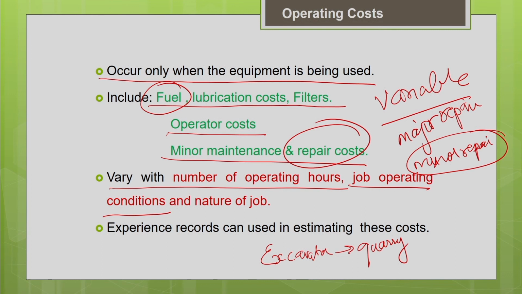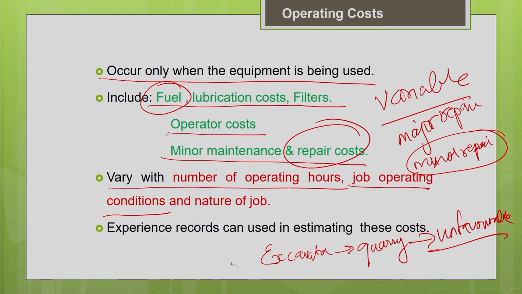When you compare these two excavators, the one working in the quarry is in a severe or tough operating condition. We can also call it an unfavorable working condition. In that condition, the operating cost will be more: the fuel consumption will be more, the power consumption will be more, and the repair cost and wear and tear will be more. So, the same machine put under different operating conditions shows a difference in the operating cost.